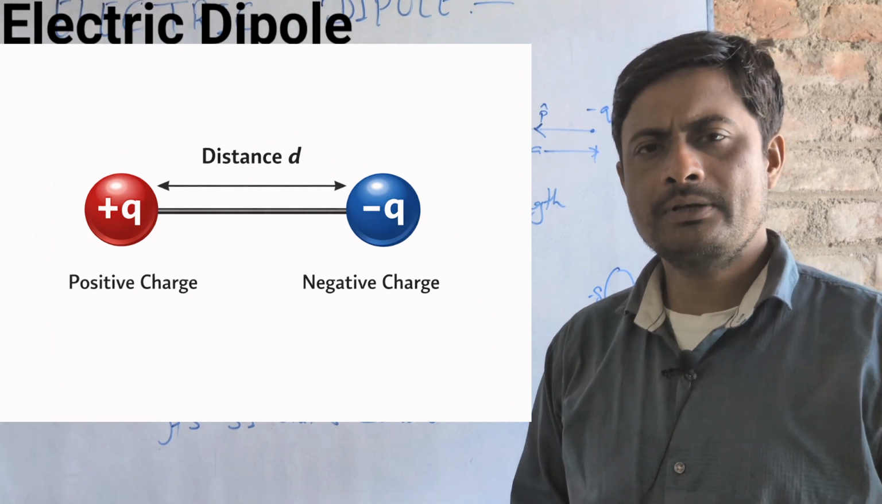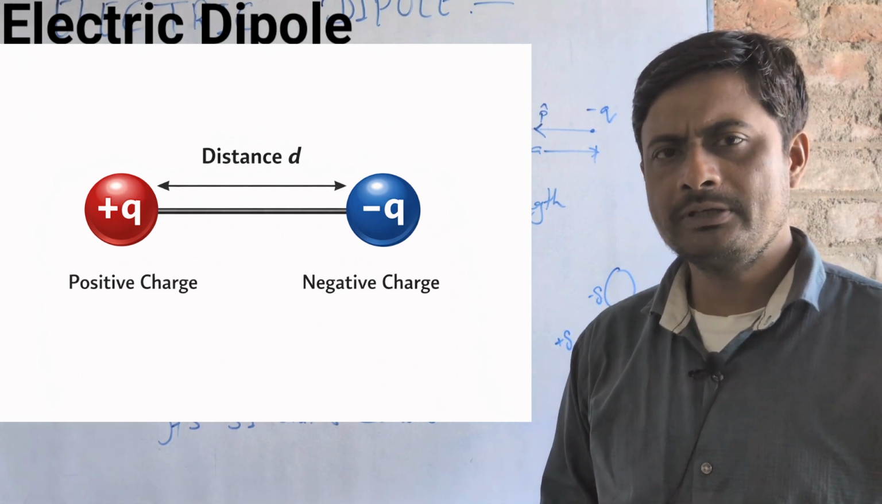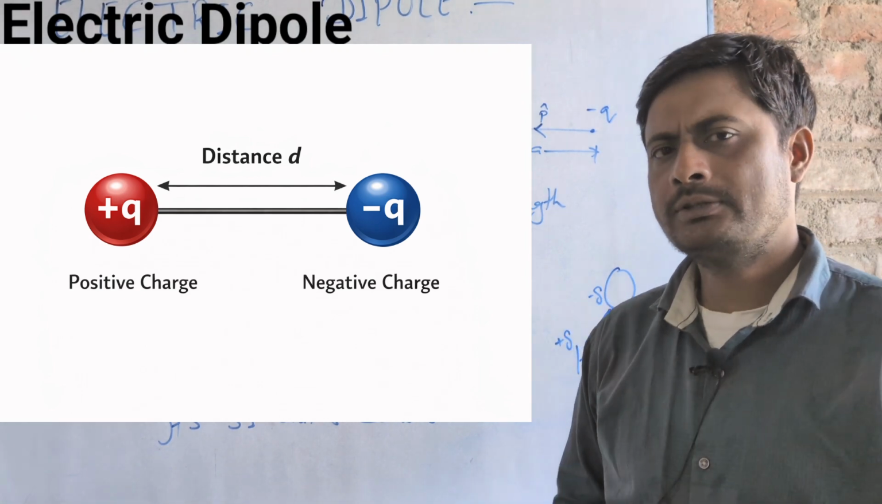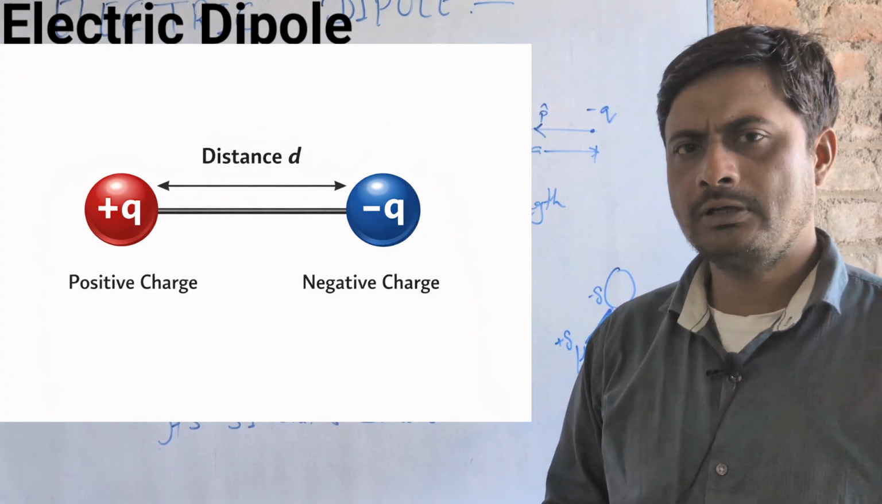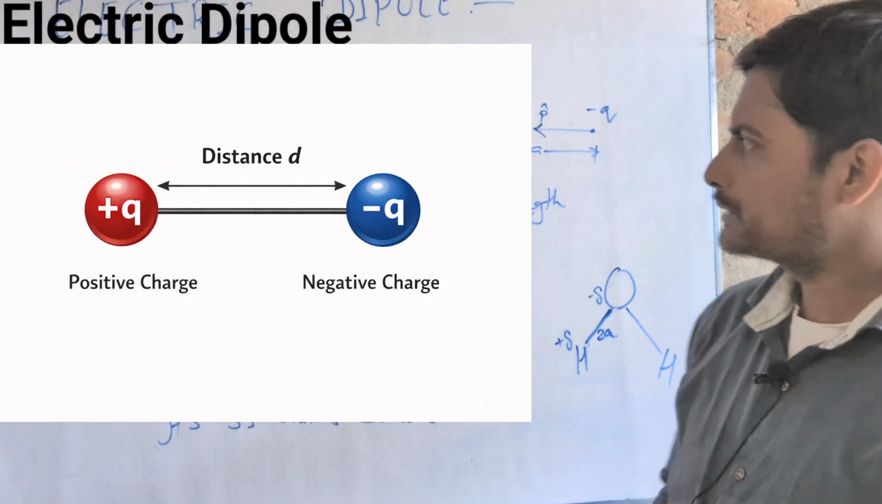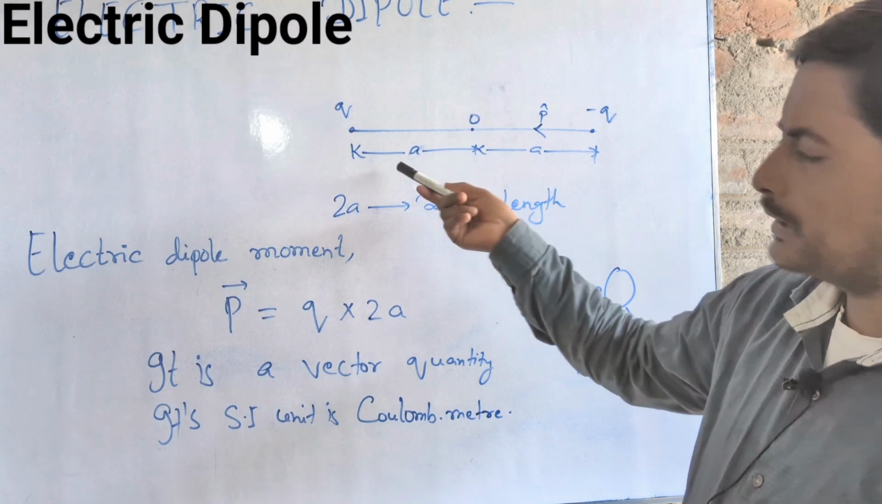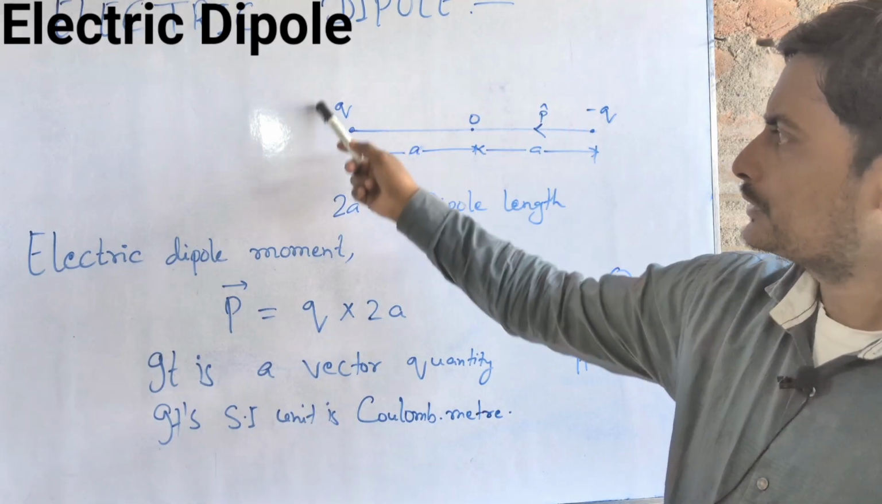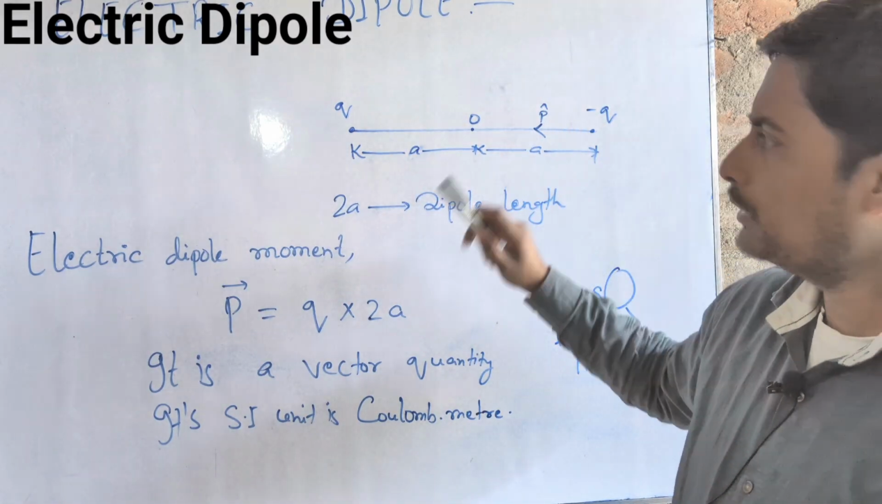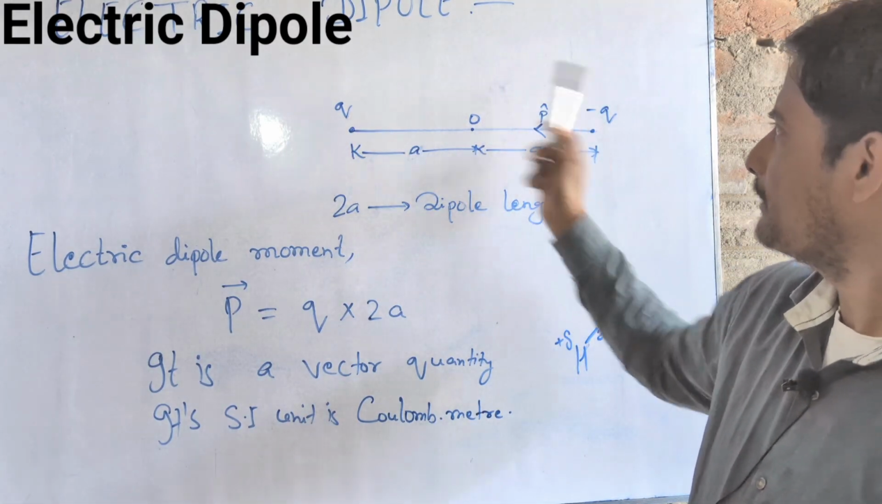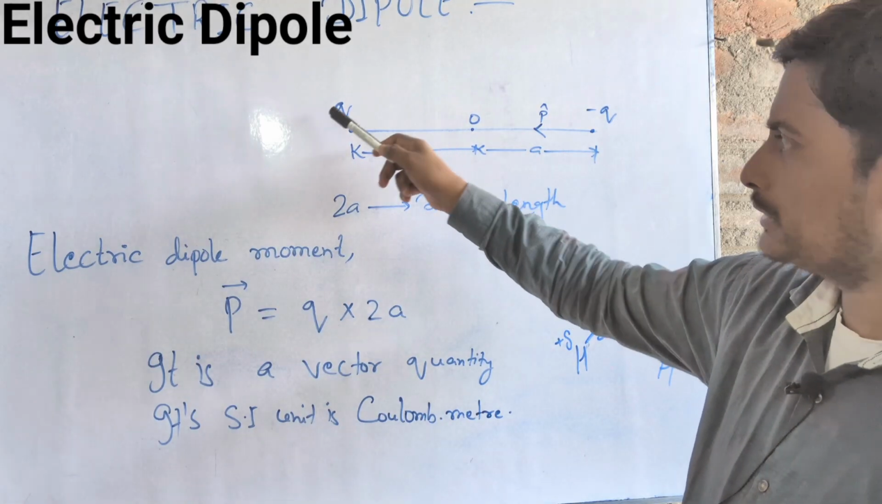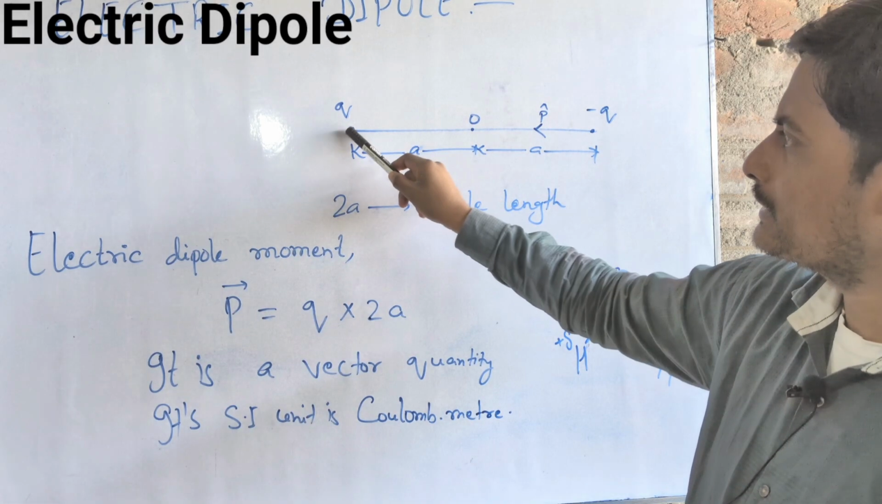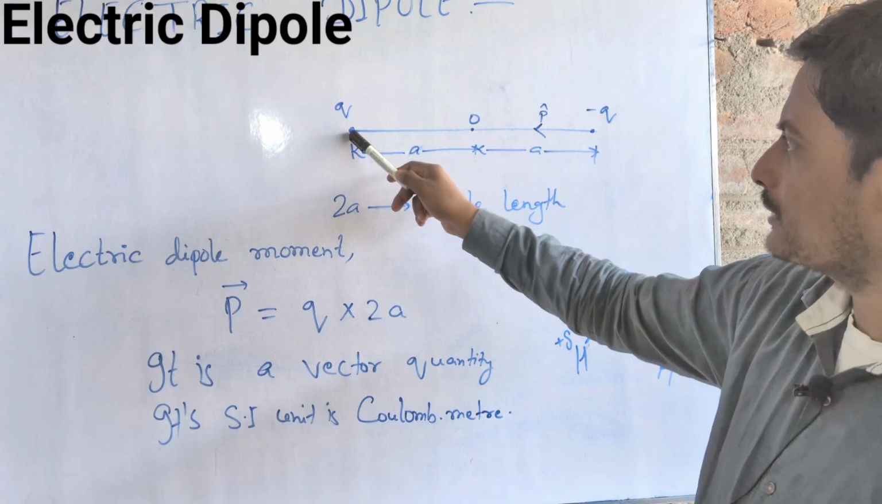So now we are going to understand electric dipole. An electric dipole is a system consisting of two charges of equal magnitude but opposite in nature, separated by some distance. Here you can see the system that represents an electric dipole. The charges are q and minus q, having the same magnitude, but one is positive and the other negative, and they are separated by distance 2a.